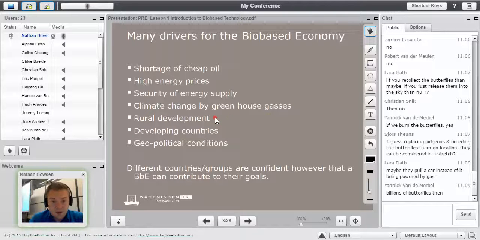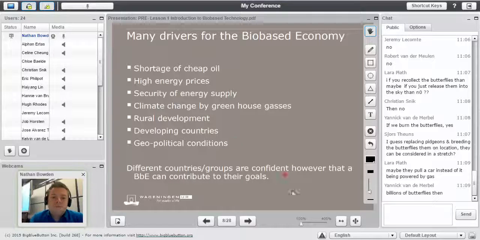Rural developments. There are lots of issues in rural developments, such as changing from a food crop to an energy crop. Developing countries, which also have high energy demands, and geopolitical conditions. There have been many, many wars that have been fought over access to oil.